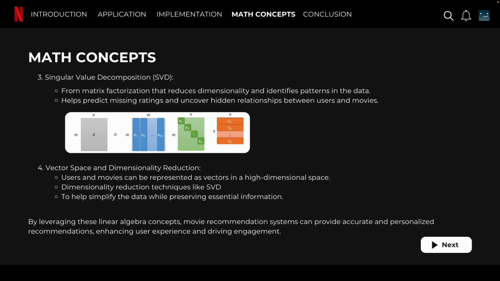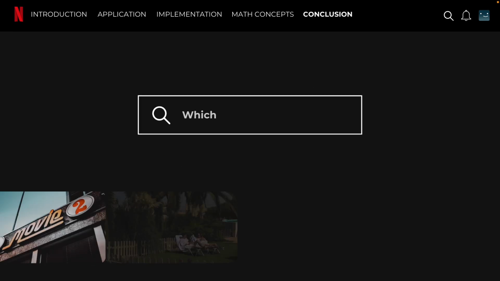And the last one, vector space and dimensionality reduction. The vector can represent the user and movie in a high-dimensional space, and a dimensionality reduction technique like SVD helps to simplify the data while preserving the important information. So all of this is the math concept that we use to present accurate and personalized recommendations. That's it for the math concepts.